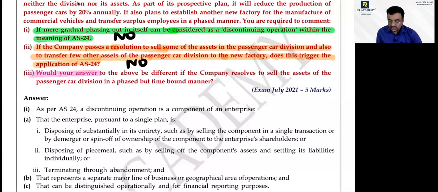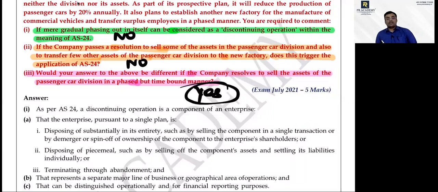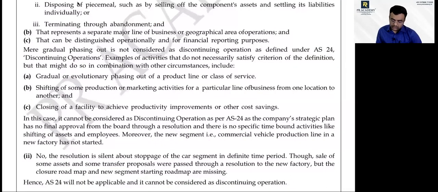Would your answer to the above be different if the company resolved to sell the assets of the passenger car division in piecemeal but in a time-bound manner? Discontinuing operation. Yes, time-bound manner. If there is no time-bound manner, then it is not a discontinuing operation. That's it. You can go through this question later on.